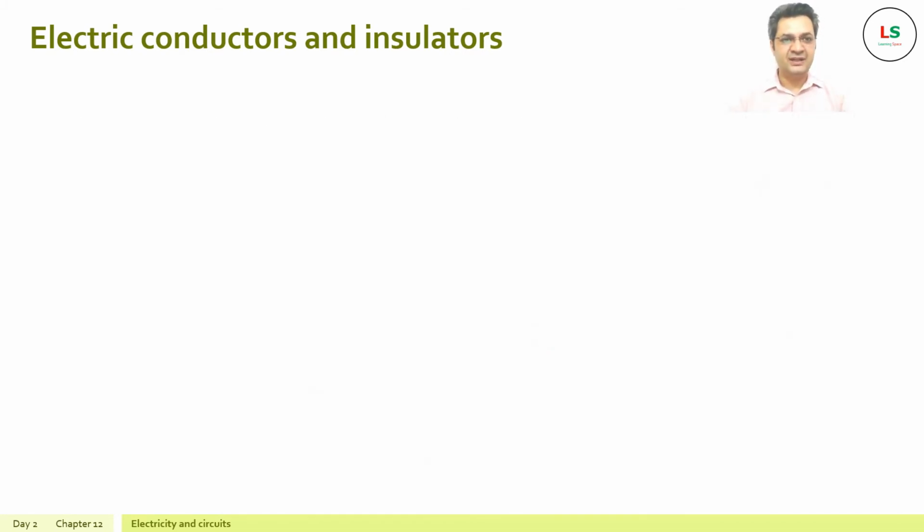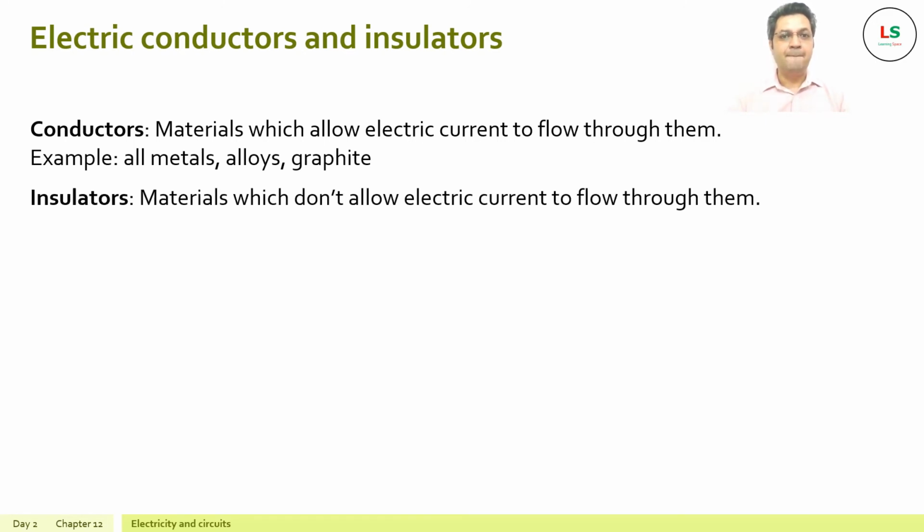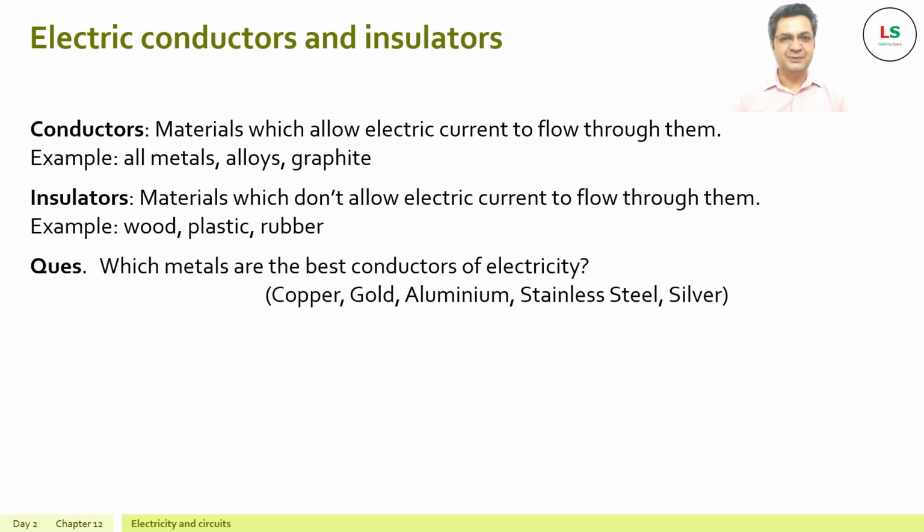Now we are positioned well to define conductors and insulators. So conductors, materials which allow electric current to flow through them. Example, all metals, alloys and graphite. Now graphite over here is an exception. Insulators, materials which do not allow electric current to flow through them. Example, wood, plastic, rubber.